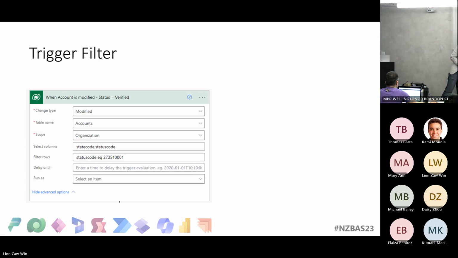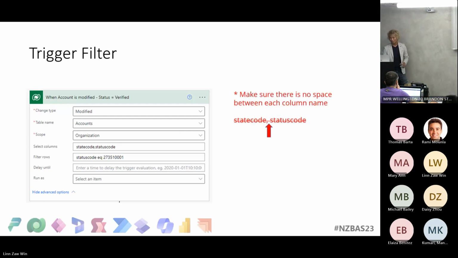That way, the flow will only be triggered when the status is verified, or when the status is equal to a specific integer value. One thing to make sure of when you put in the select columns is that there's no space in between. We English speakers usually type a comma and a space, which causes a lot of struggle. Sometimes the flow is not triggering and you're scratching your head, and it ends up being the space in between.